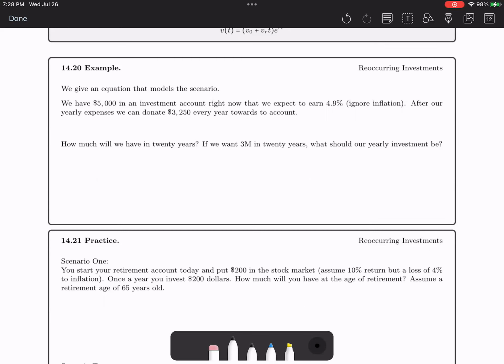And this is typically what you would do, right? You're not going to put money into an account and just leave it there and let the interest hit it year after year. Usually, you're going to donate to your retirement account every year or every month.